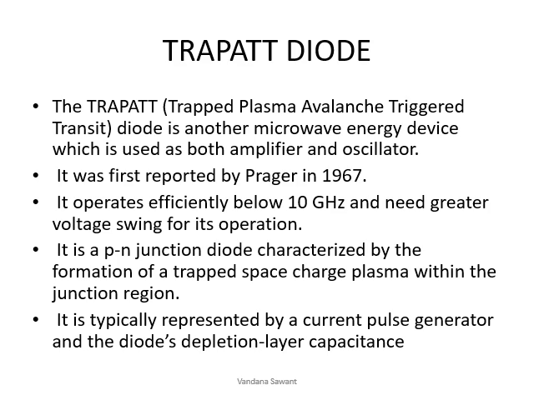It is a p-n junction diode characterized by the formation of trapped space charge plasma within the junction region. If you connect this diode in a reverse bias condition, a plasma is trapped within the junction, and this trapped plasma makes the device operate in a negative resistance region within the junction region. It is typically represented by the current pulse and the diode's depletion layer capacitance.